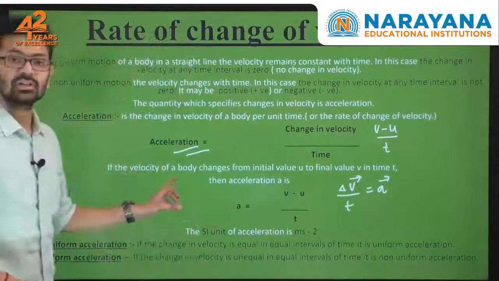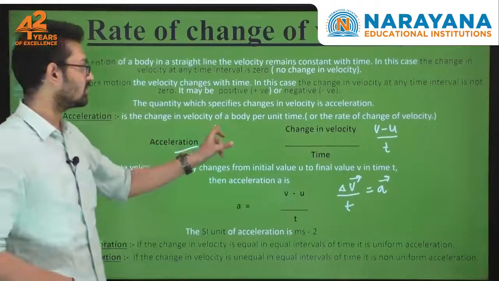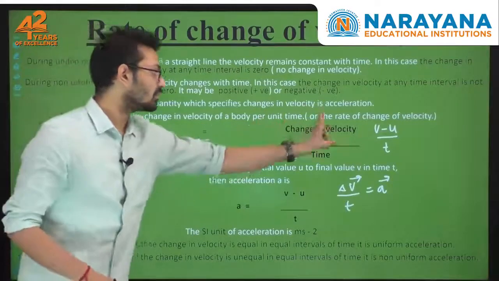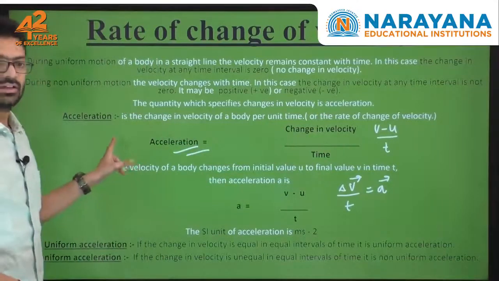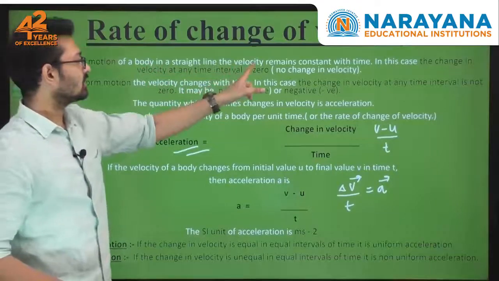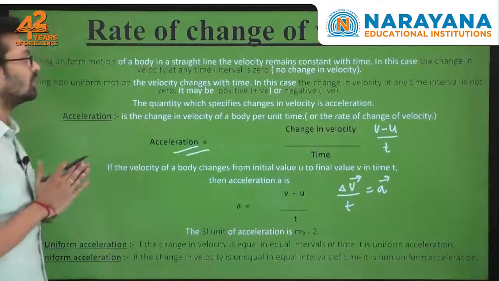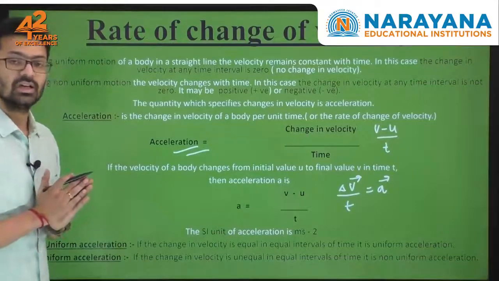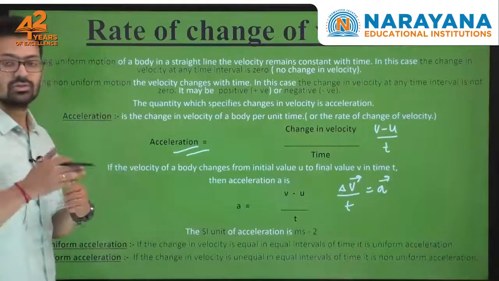So a is the symbol of acceleration. Acceleration is the change in velocity of a body per unit time. That means change in velocity by time is called acceleration. Right? During uniform motion of a body in a straight line, the velocity remains constant. When it is a uniform motion, that body will not have any change in velocity. That means its change in velocity is 0. Therefore, its acceleration is also 0.